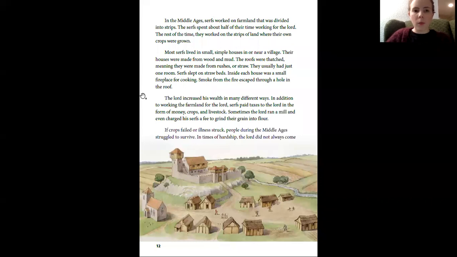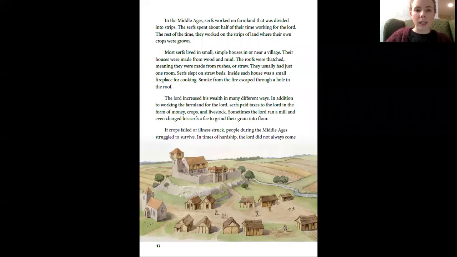Okay, so we had stopped right here. Now we're going to read more about the lords. The lord increased his wealth in many different ways. In addition to working the farmland for the lord, serfs paid taxes to the lord in the form of money, crops, or livestock. Livestock is animals like cows. So sometimes the lord ran a mill and even charged his serfs a fee to grind their grain into flour.